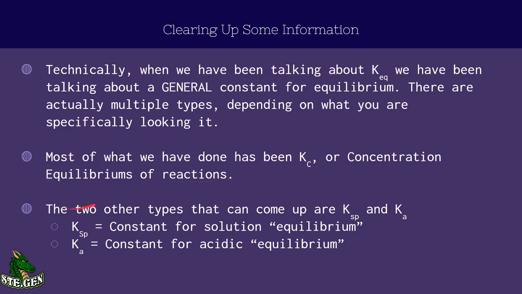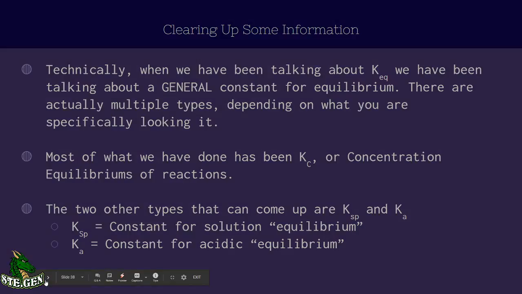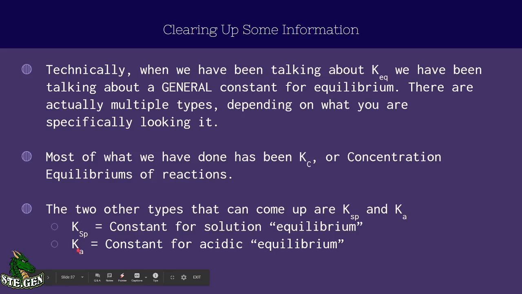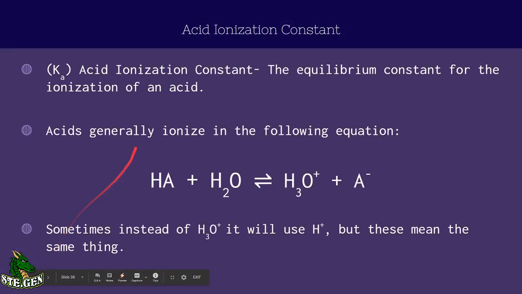But there's actually more than one type of KEQ. Kc is for concentrations, but there's Ksp, which stands for basically solution product equilibrium. Sp is for solution product. And then Ka is for acidic equilibrium. So Ksp is for solutions, Kc is for concentrations, and Ka is for acids. Well, technically it's for acids. It would be Kb for bases, but we're not going to go into that detail here.